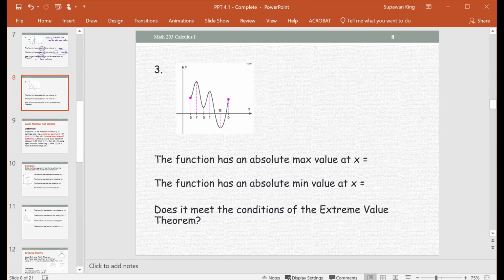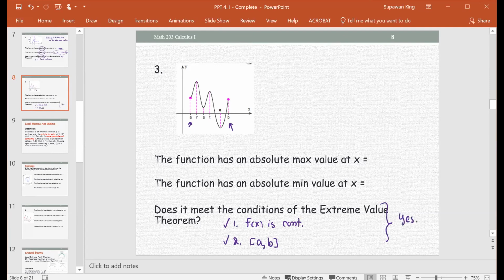Another example. This is another smooth graph, so that's a good sign. Let's check off the conditions of the extreme value theorem. Number one, yes, the function is clearly continuous because it's all in one piece. You don't have to lift your pen or pencil up and down. Number two, is it on a closed interval? Yes, we can see the left and right ends at point A and point B. So we have the closed interval. With the extreme value theorem conditions met, we know we're going to have an absolute maximum and absolute minimum.